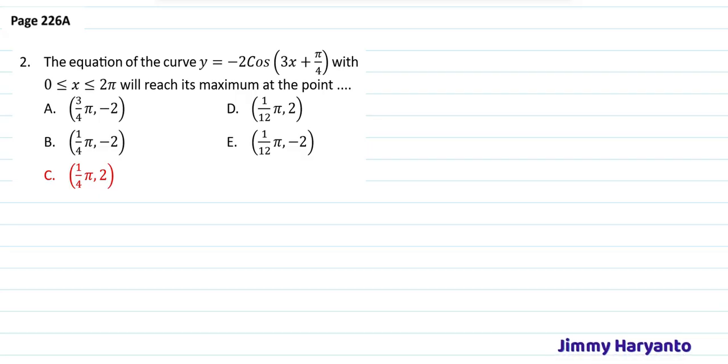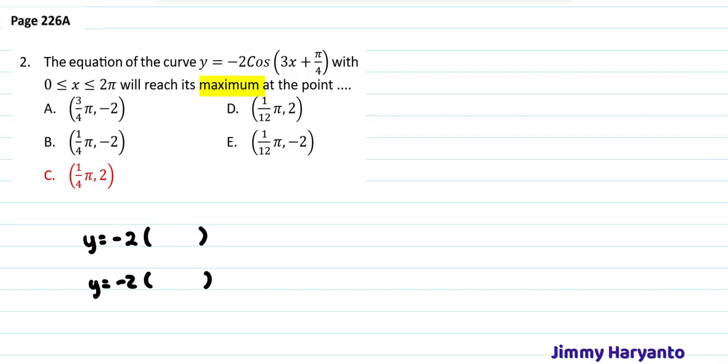And the next one is question 2. For question 2, the keyword is maximum. So the question wants you to find the maximum point. To find the maximum, the easiest way is to change the cos into 1 and the cos into -1. That is for maximum and minimum at the same time. If we change it to 1, the result of y will become -2, and when we change the cos into -1, the result will be 2. The question wants you to find the maximum value, so this one will be the maximum value.